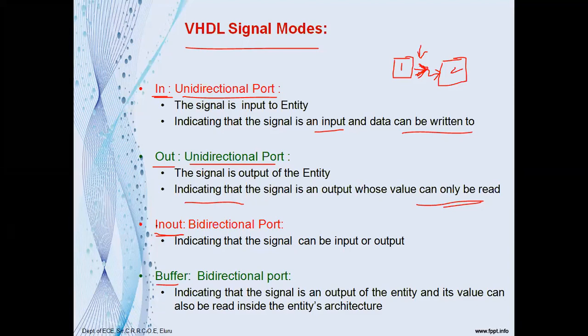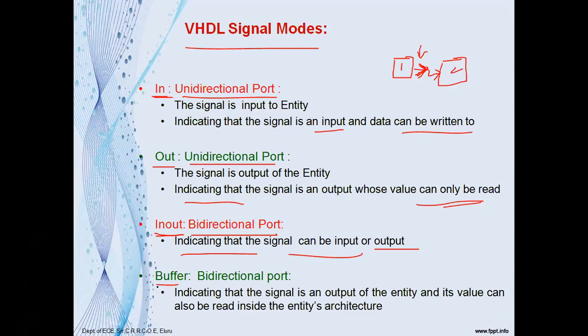And now here it is the in and out. So in and out is a bidirectional port. This in and out is indicating that the signal can be input or output. You can use it for two purposes: either you can read the data or you can write the data. So from that in and out port, you can accept the data into the entity, or you can send the data from the entity to the next external device. In and out, bidirectional port.